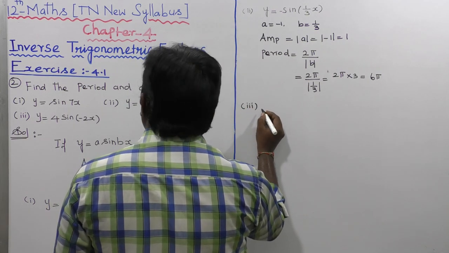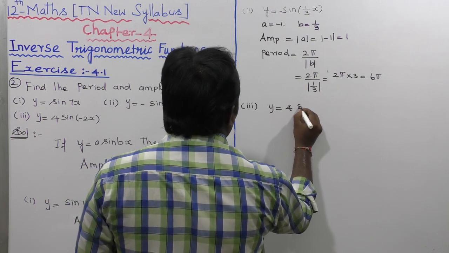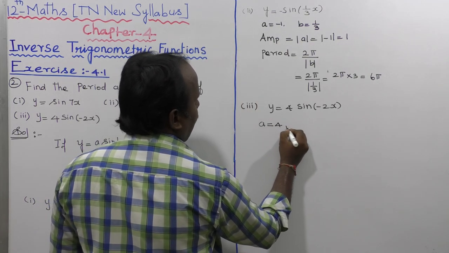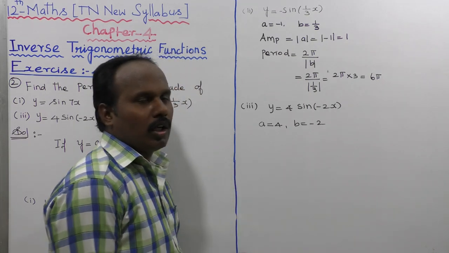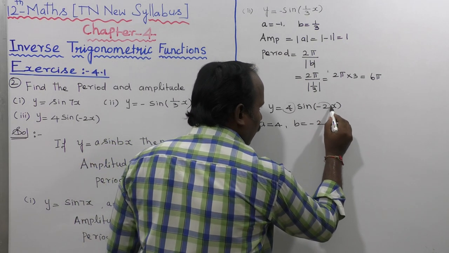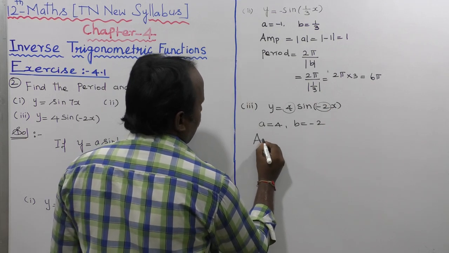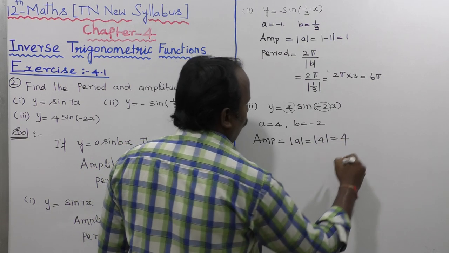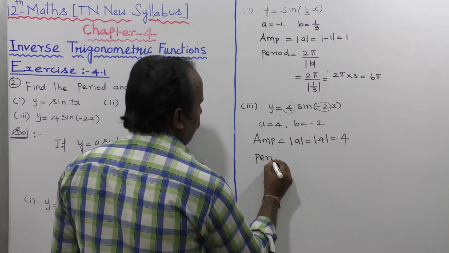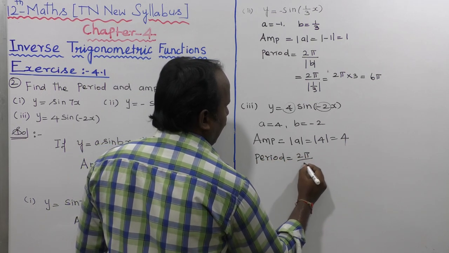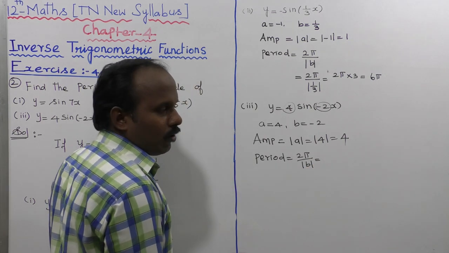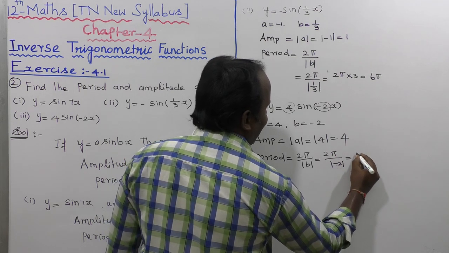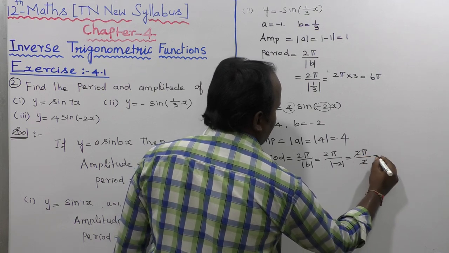Next, going to the third subdivision, y is equal to 4 into sine of minus 2x. Now a is equal to 4 and b is equal to minus 2. So first, amplitude is equal to modulus of a, modulus of 4 is equal to 4. Next, period is equal to 2 pi divided by modulus of b, 2 pi divided by modulus of 2, which is 2 pi divided by 2. The 2 cancels, equal to pi.